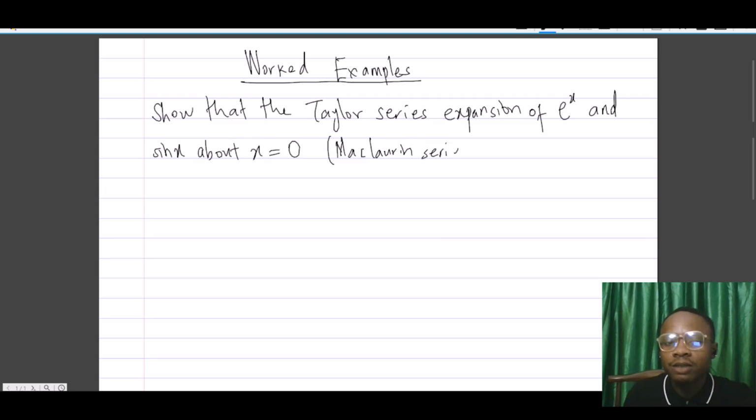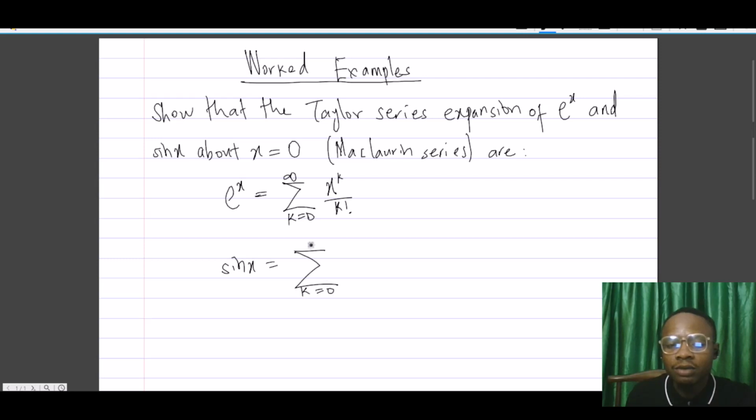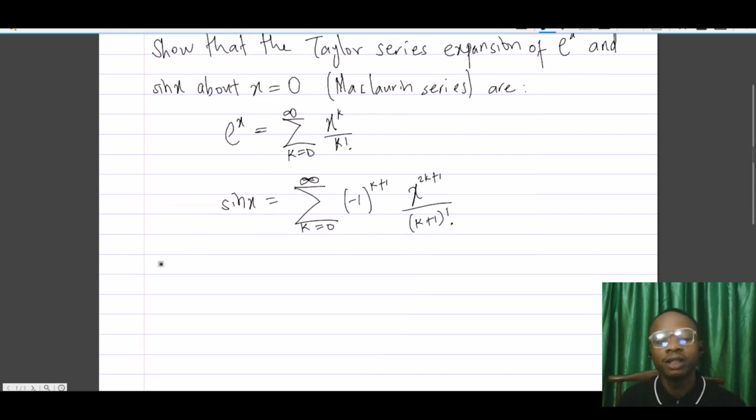So the Maclaurin series are the following: e to the power of x equals summation from k equal to 0 to infinity of x to the power of k divided by k factorial, and that of sine x will be summation from k equal to 0 to infinity of minus 1 to the power of k plus 1, then x to the power of 2k plus 1 divided by k plus 1 factorial. Okay, everything is just k.